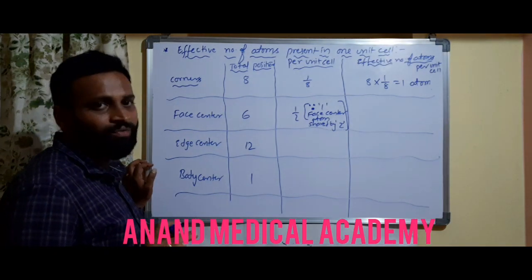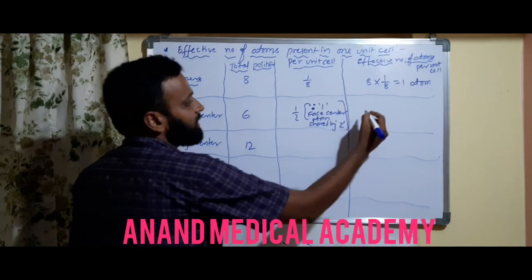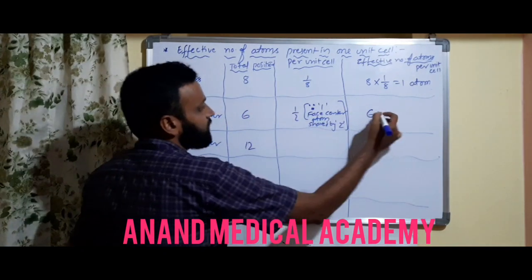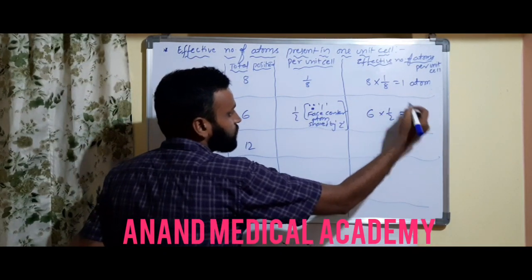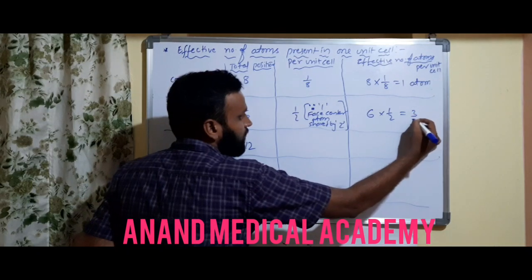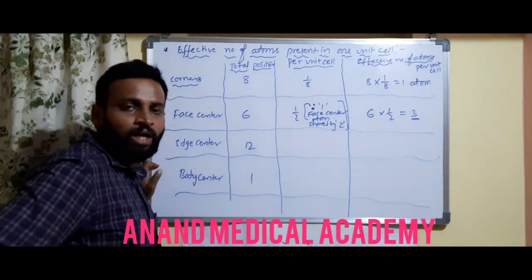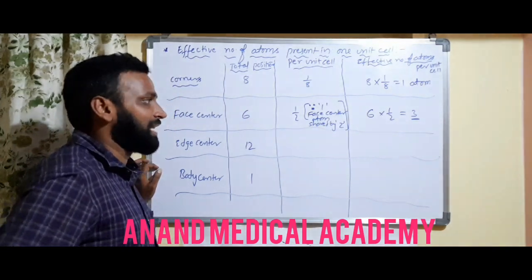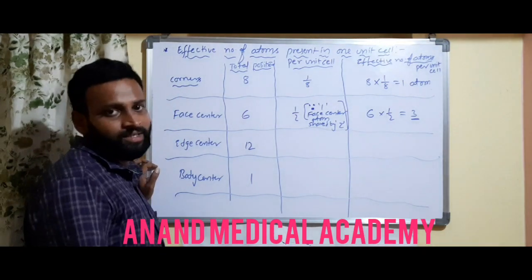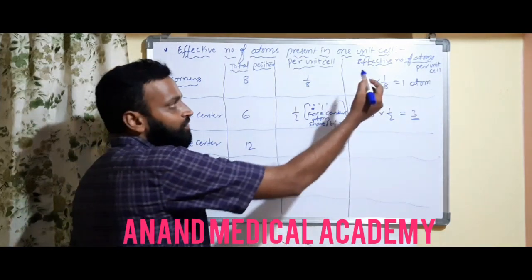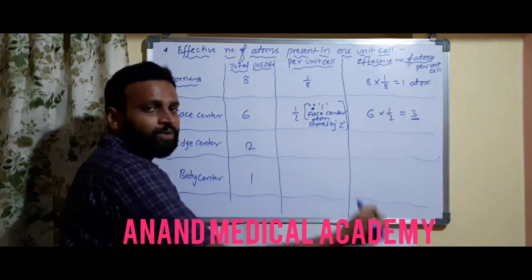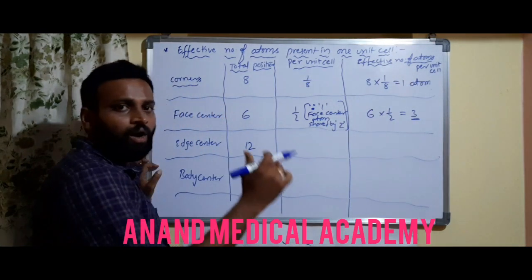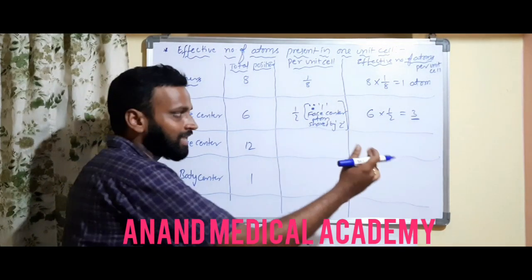In that way, how many face centers are there per unit cell? Total 6 face center atoms, which I have written here. So 6 into 1 by 2, the effective number of atoms is 3. How many effective atoms? 3 effective atoms you will have in face centers. How many effective corner atoms per unit cell? Only 1. How many effective face center atoms? 3.